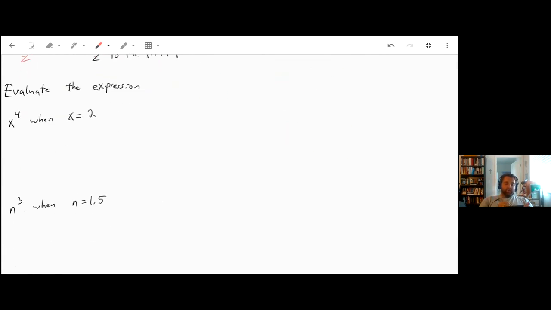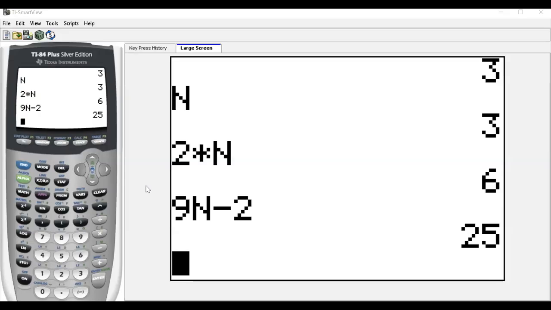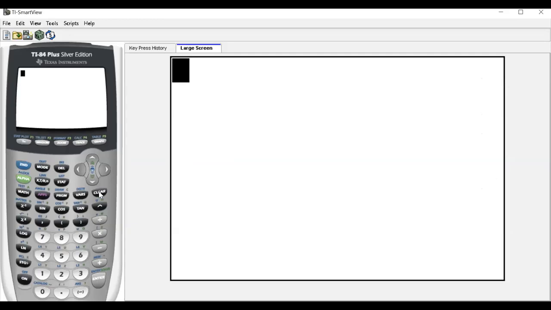So finally, for these last 2 expressions, I'm going to pull those up on our graphing calculator again. So we want to do x to the 4th when x equals 2, and n to the 3rd when n equals 1.5. First thing I'm going to do, I'm just going to clear this out so that it's easier to see what's going on. Now what we need to know is that x is equal to 2. So I'm going to do 2, and I'm going to store that as x. We can do 2 stow, and then the x is actually right above the stow. So we can go alpha stow to get 2 store as x.